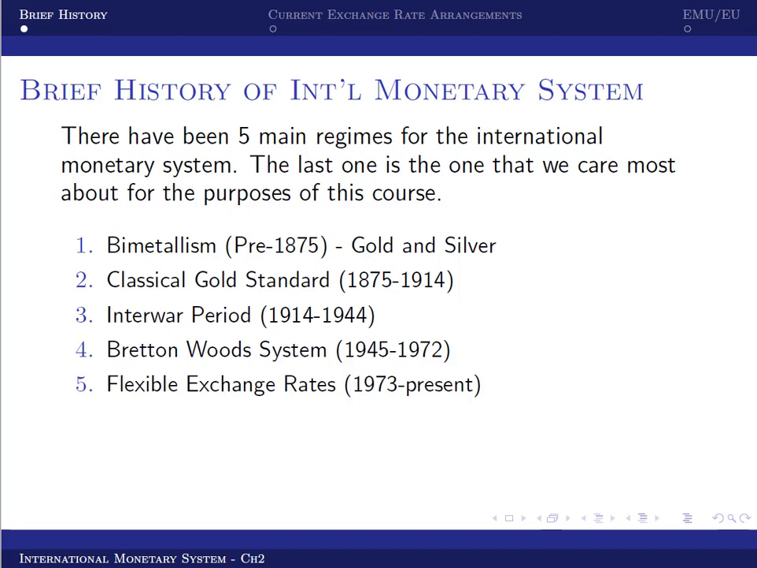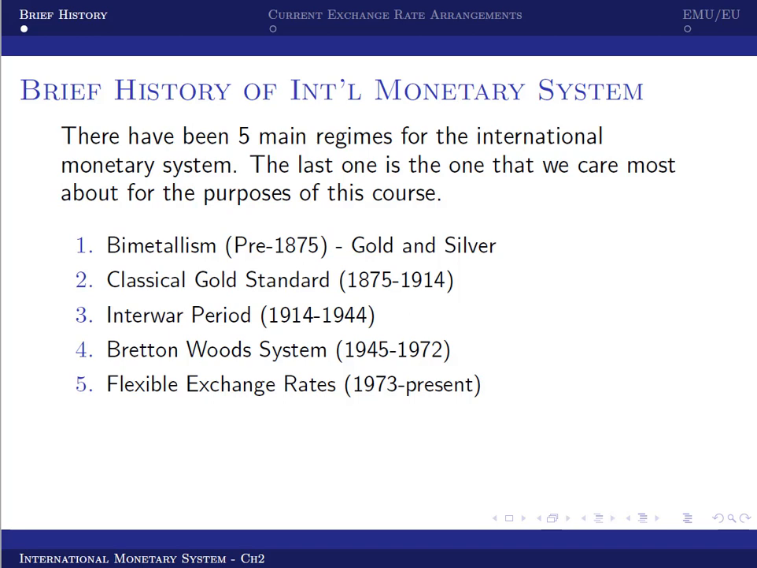The first stage, or the first regime, is bimetallism. This was pre-1875. Bimetallism just means 2 metals. The 2 metals were gold and silver, and those were the material used in currency and coins, and that was the money. The exchange rates were determined by the gold and silver content in a particular coin, or in coins, and also the value of gold in relation to silver.